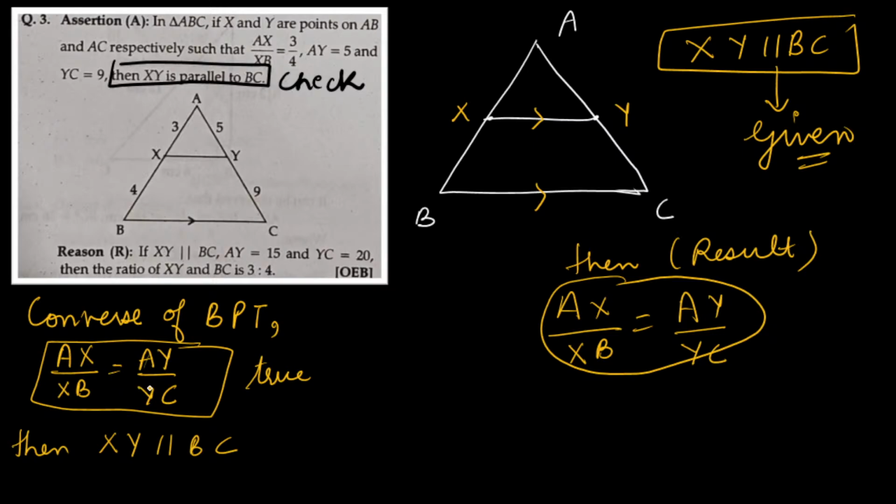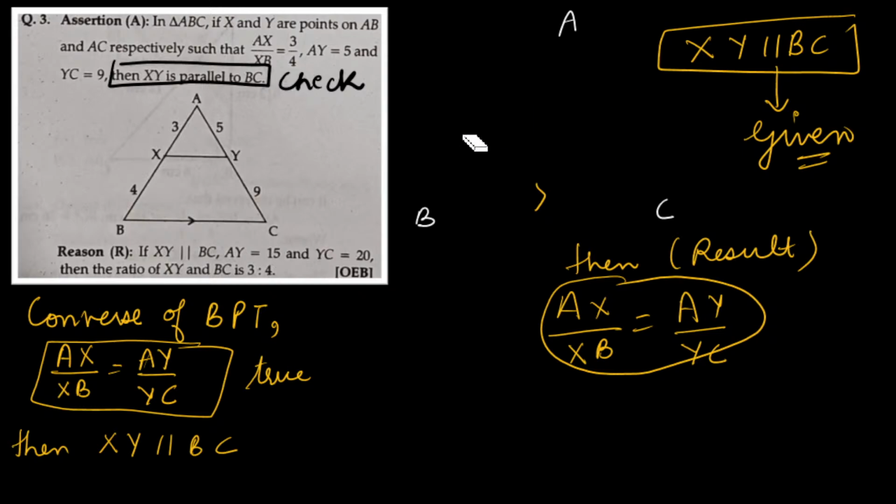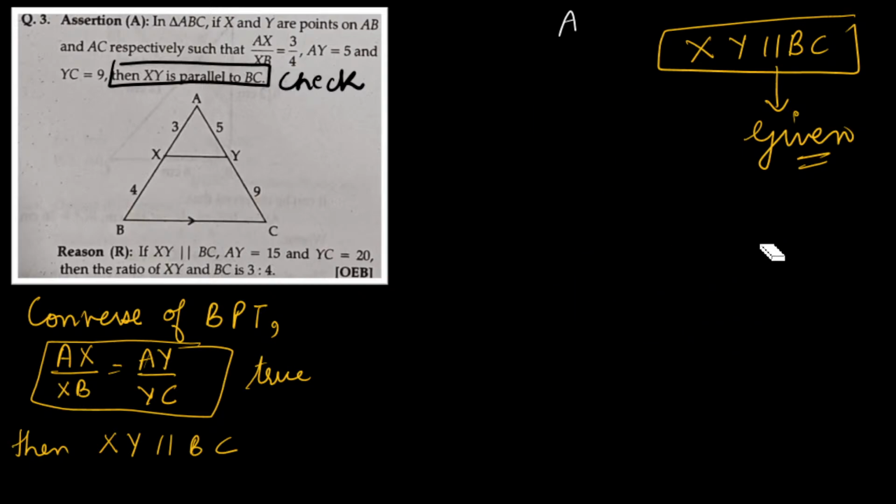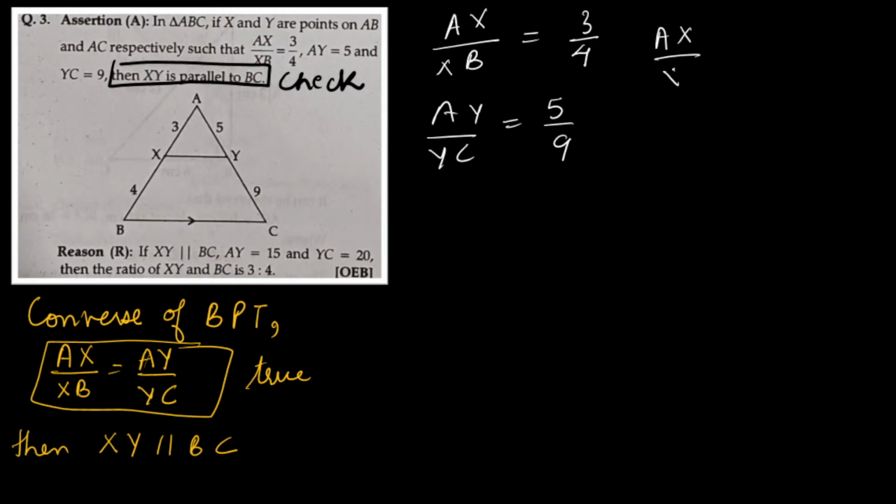We have to check whether the ratio is equal. If the ratio is equal, then the lines will be parallel. If the ratio is not equal, then this XY won't be parallel. The ratio we can check easily because the values of both sides are given to us. So AX by XB, if I find, this ratio will be equal to 3 by 4, and the ratio of AY by YC, I am getting as 5 by 9. So here we see AX by XB is not equal to AY by YC. So this is not equal.